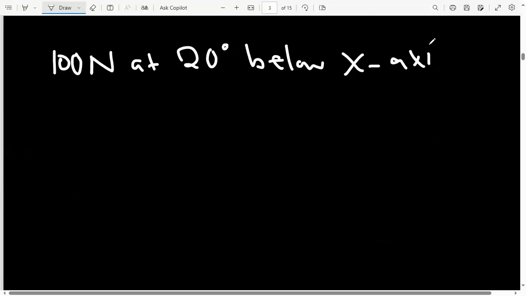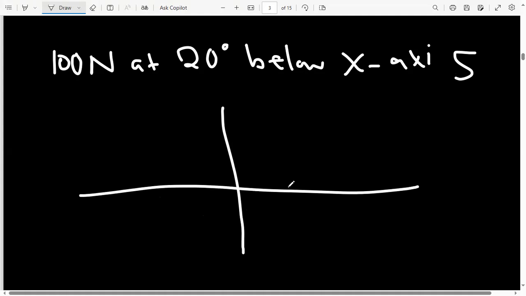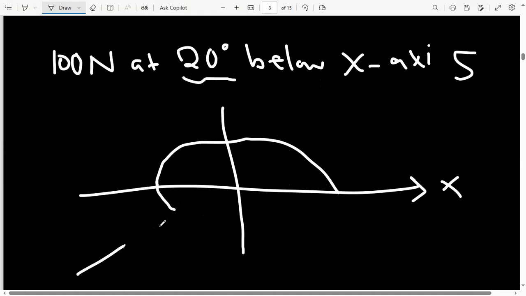So if I draw my xy plane like this, 20 degrees below the x-axis means that I'm starting from the positive x-axis, which is this side here. I'm going like that, and then below means that I have to surpass this x-axis by 20 degrees. So it will be surpassing like that, and then it will meet the vector there. So this is the vector that we have, 100 newtons at 20 degrees below the x-axis. This is the 20 degrees here.